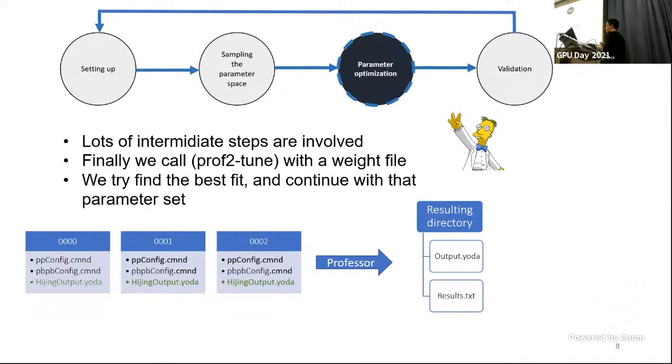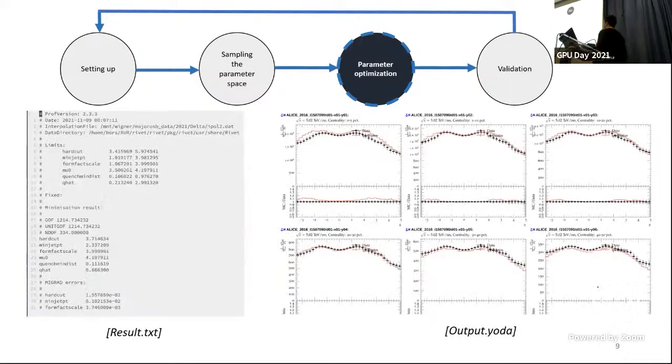So with the weight file, we can specify which experimental data is important for us, and we can tune Professor to tune to the experimental data. So it's quite tricky, but we have to do that. And after that, we try to find the best fit and continue with that parameter set. So this is the output. This is what Professor gave us for its predictions. This is just basically a text file with the minimization results and the parameters that it concluded on.